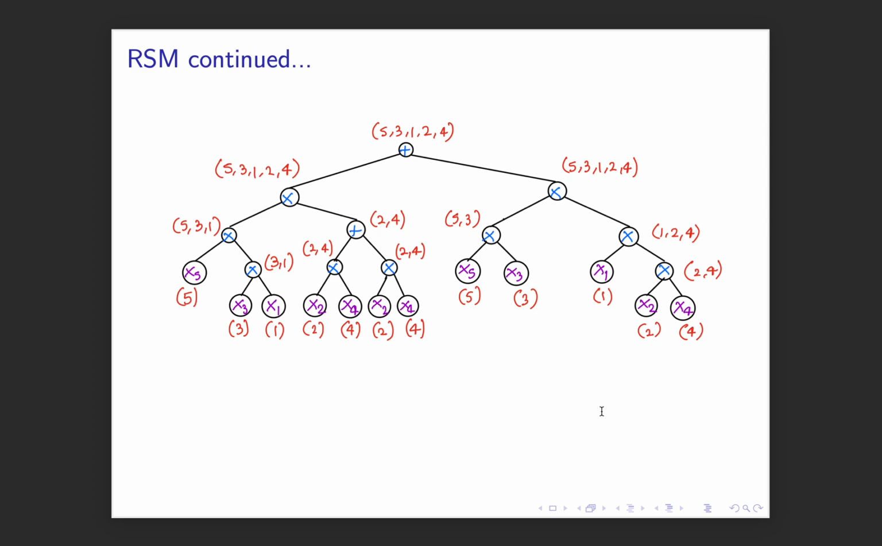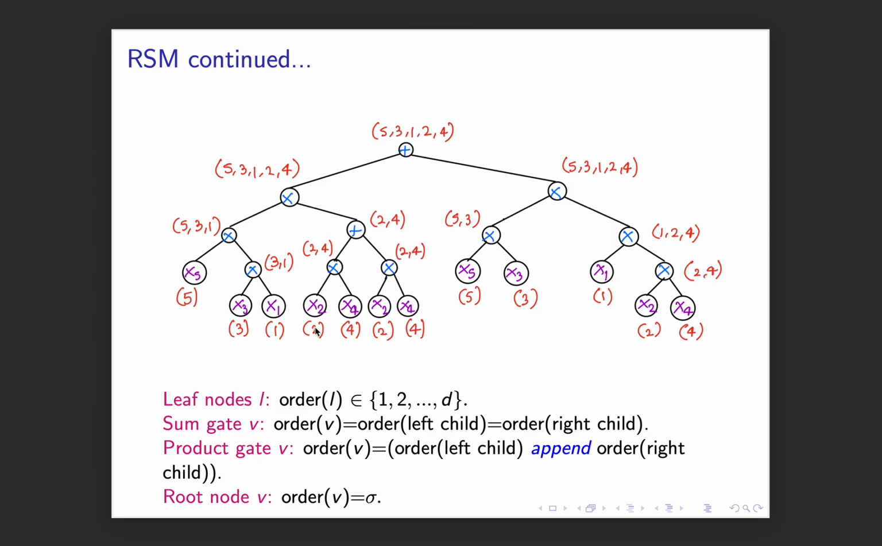Let's look at an example of an RSM circuit. So here you can see that all the leaf nodes are labeled by some capital Xi. For example, if you take this leaf node, it is labeled by a variable that is coming from the set capital X1. Therefore, its order is going to be 1.